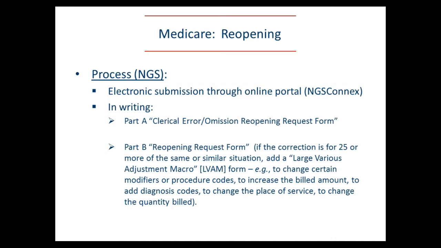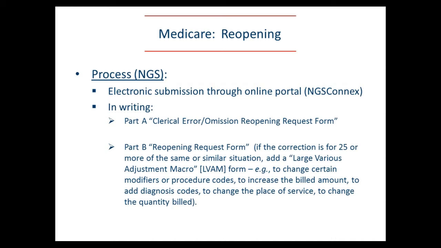the old-fashioned paper. One thing to note there is a variety of forms when you go on the NGS website, and they can be a bit confusing. First thing to look at is, are we dealing with a Part A issue or a Part B issue, because there are different forms. Part A has the clerical error / omission reopening request form, and no, I didn't name these forms myself. And if you're dealing with a Part B issue, it's simply called the reopening request form.